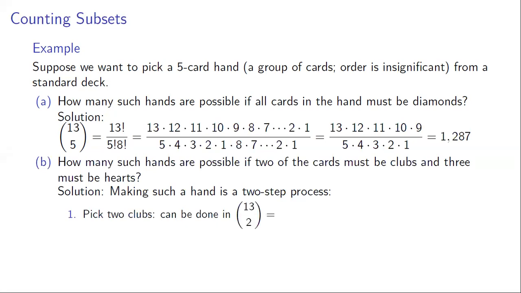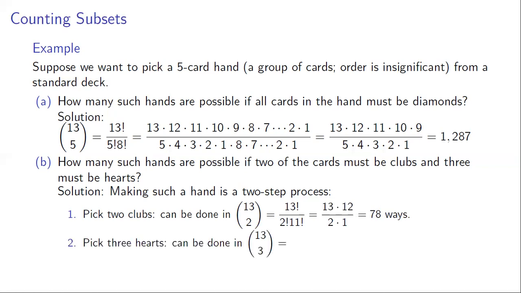Well, this can be done in 13 choose 2 or 78 different ways. Next, we want to pick 3 hearts. And how many ways can this be done? Well, we have 13 hearts to start with, and we want to choose 3 of them. Order doesn't matter. So that's 13 choose 3 or 286 different ways.